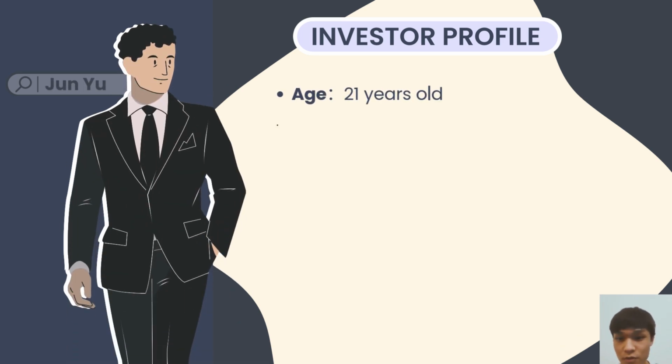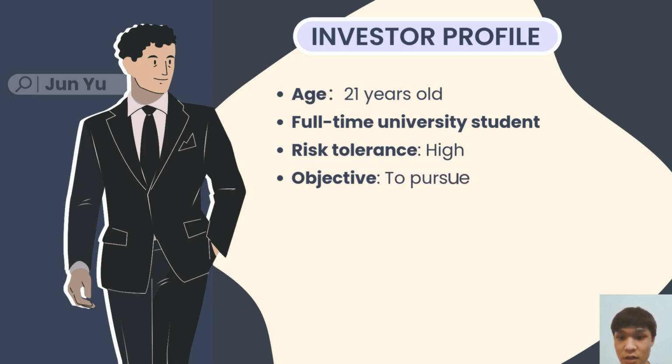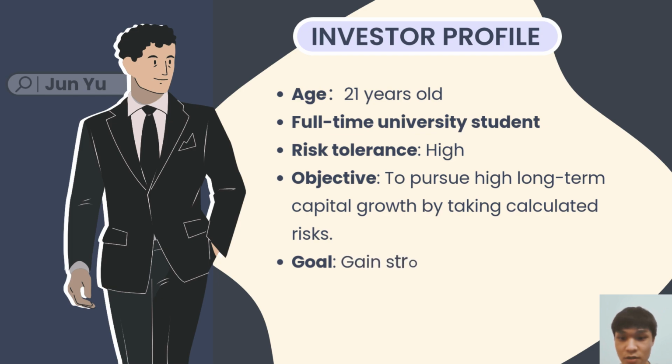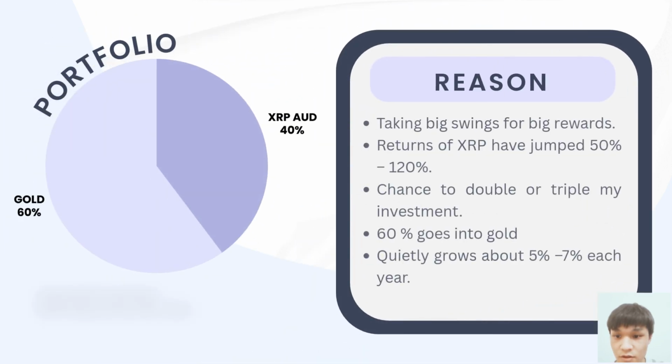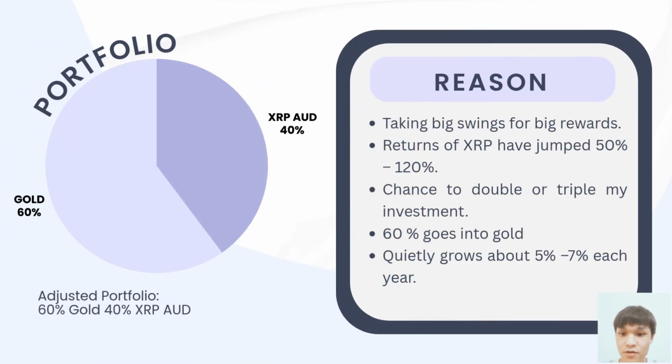My name is Junyu. I'm a 21-year-old full-time university student with a high risk tolerance. My objective is to pursue strong long-term capital growth through calculated risk while ensuring that not all of my capital is exposed at once. I agree that the Sharpe ratio doesn't tell the full story. That's why I'm choosing the same portfolio as Darren. I'm comfortable taking big swings for big rewards. So I have put 40% of my money into XRP.